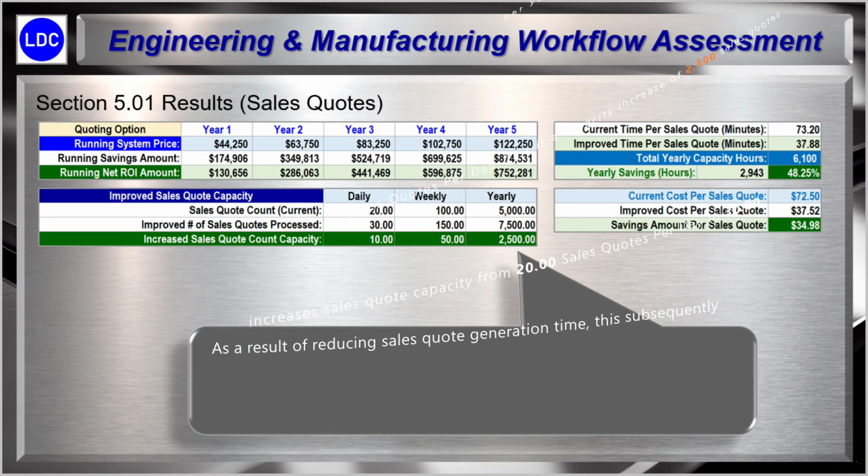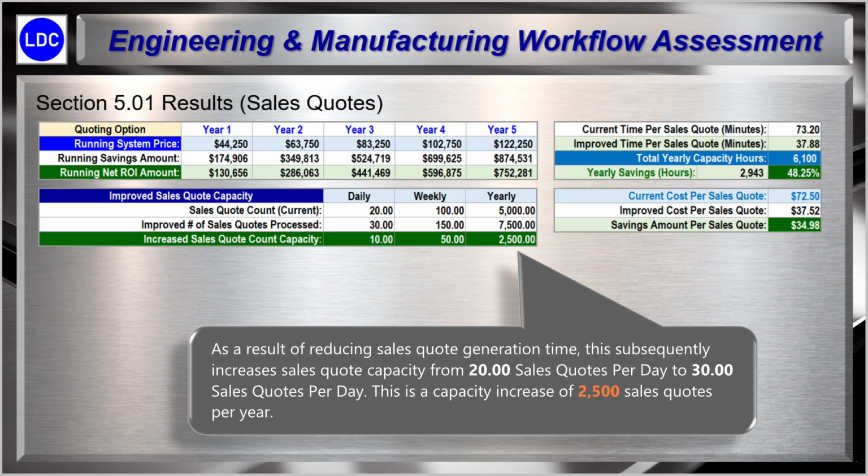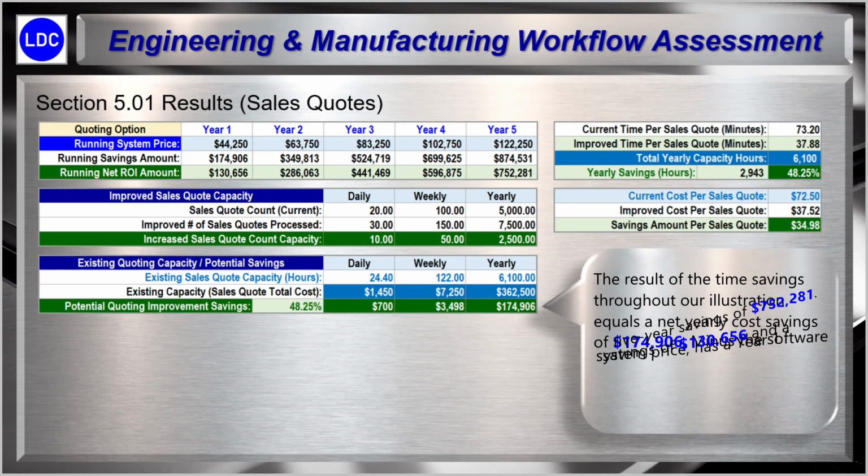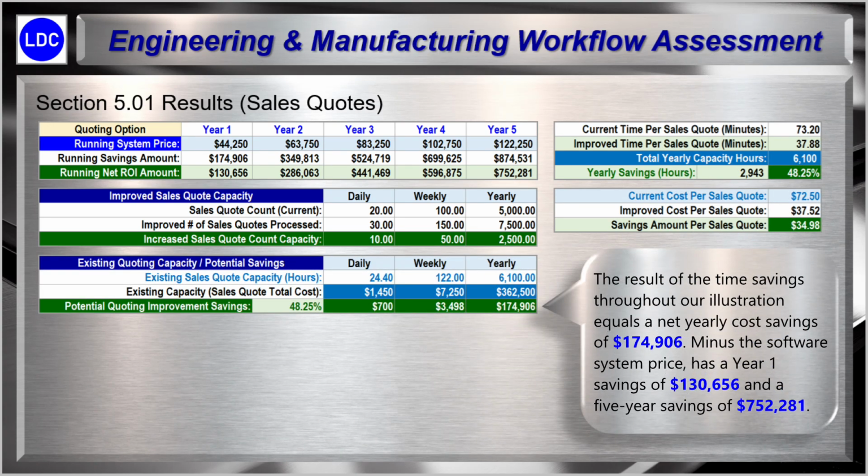As a result of reducing sales quote generation time, this subsequently increases sales quote capacity from 20.00 sales quotes per day to 30.00 sales quotes per day. This is a capacity increase of 2,500 sales quotes per year. The result of the time savings throughout our illustration equals a net yearly cost savings of $174,906. Minus the software system price, has a year 1 savings of $130,656 and a 5-year savings of $752,281.